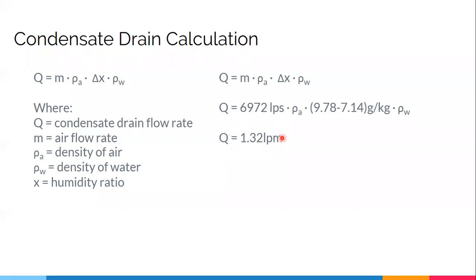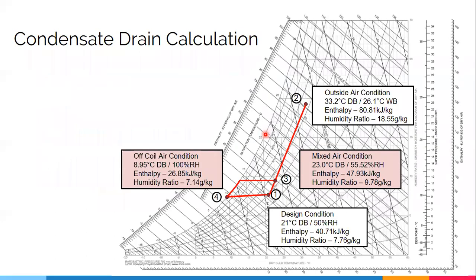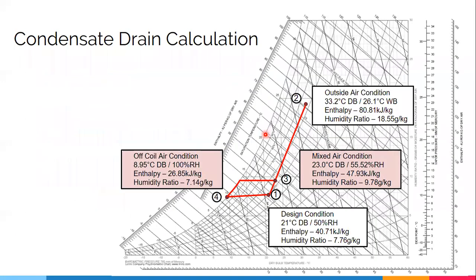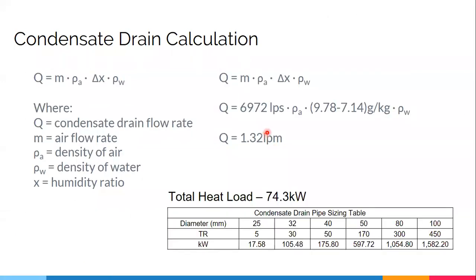Based on this 1.32 liters per minute, we're able to size up our condensate drain. Again, this one is based on 74.3 kilowatts. There you go, 74.3 kilowatts. The condensate drain piping is minimum at 25. You can see minimum at 25.